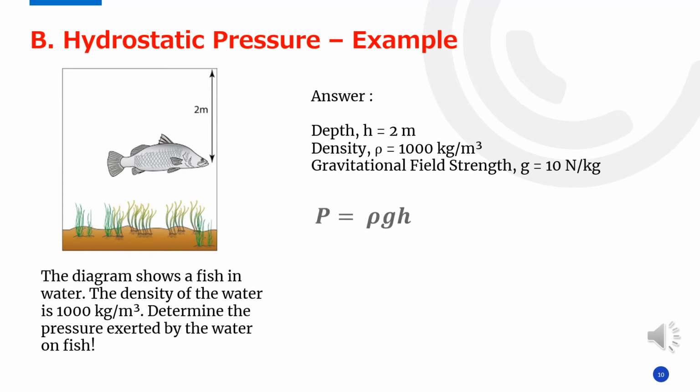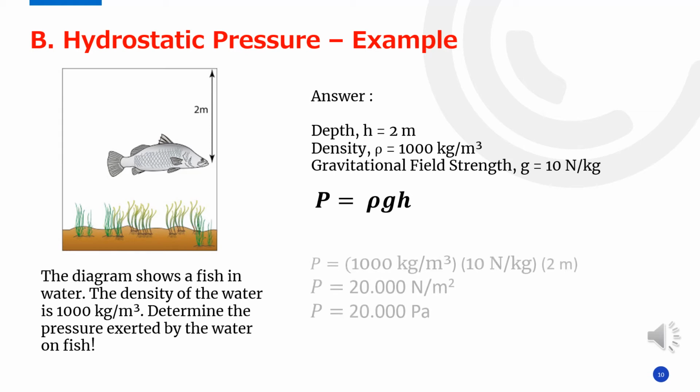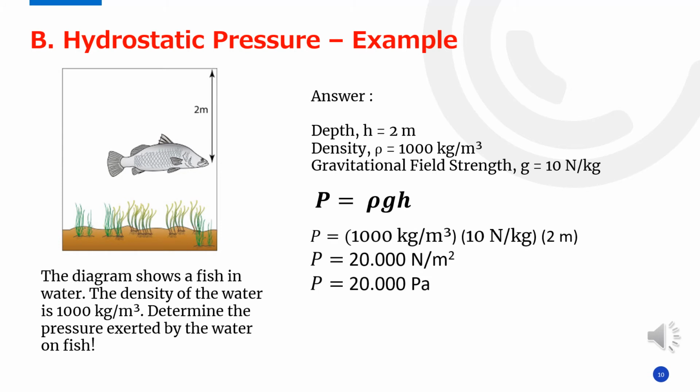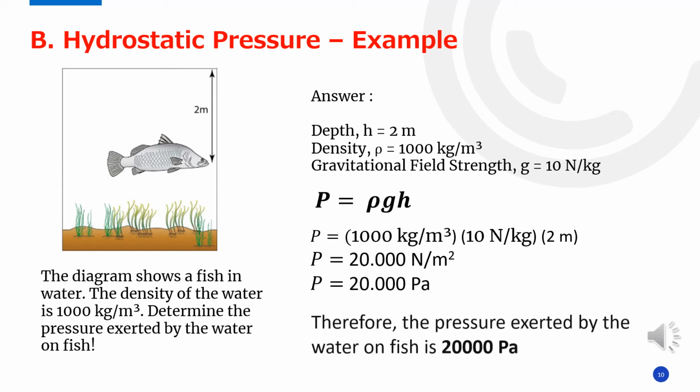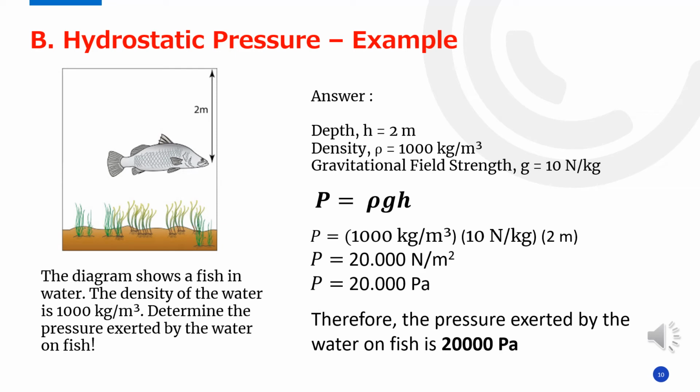So by using the formula of hydrostatic pressure, P equals rho g h, we can substitute P equals 1000 kg per meter cube times 10 newtons per kilogram times 2 meters. So P equals 20,000 newtons per meter square, or P equals 20,000 Pascal. Therefore, the pressure exerted by the water on the fish is 20,000 Pascal.